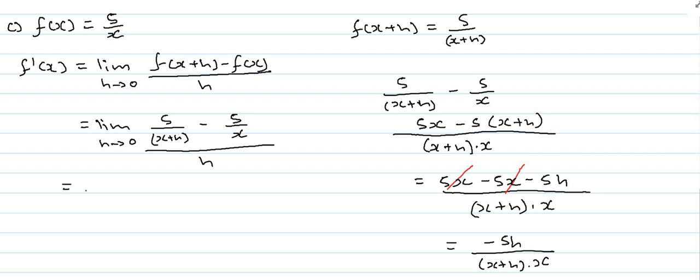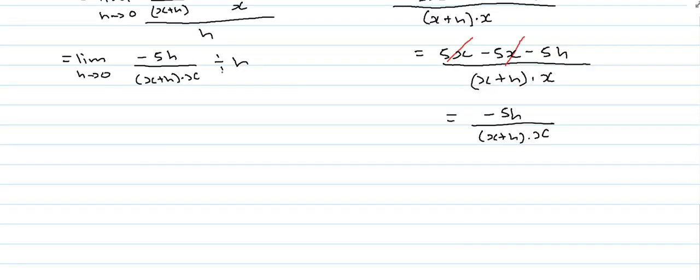So we come back this side, this becomes the limit as h approaches 0. We said this part is the same as negative 5h divided by x plus h multiplied by x, divided by h. Let's use the division sign. When we divide, we change to the reciprocal. This becomes equals to the limit as h approaches 0, negative 5 over h, all divided by x plus h multiplied by x. This will become multiplied by 1 over h. H will cancel out h.